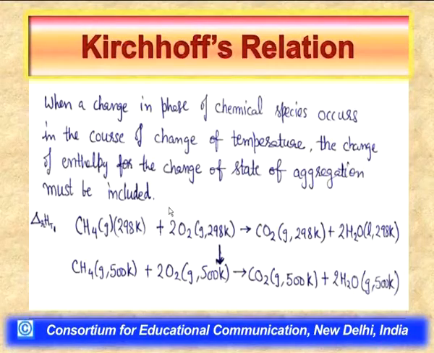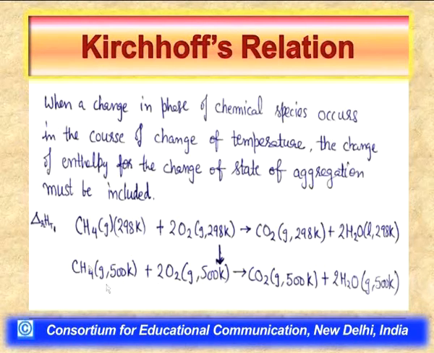Let us have a look at it with the help of an illustration. Let us consider the combustion of methane at 298 Kelvin. In the combustion reaction of methane, 1 mole of methane combines with 2 mole of oxygen in the gaseous state, and they form carbon dioxide in the gaseous state again at 298 Kelvin, and also lead to formation of 2 mole of water in liquid state.